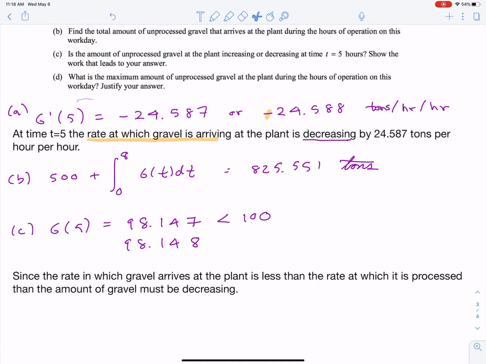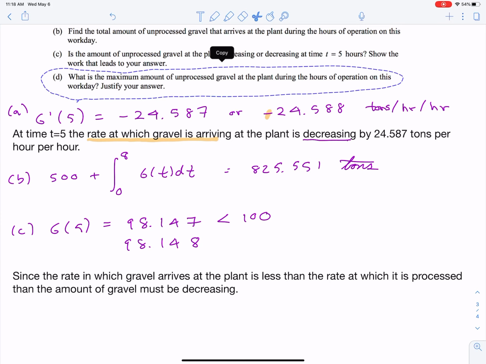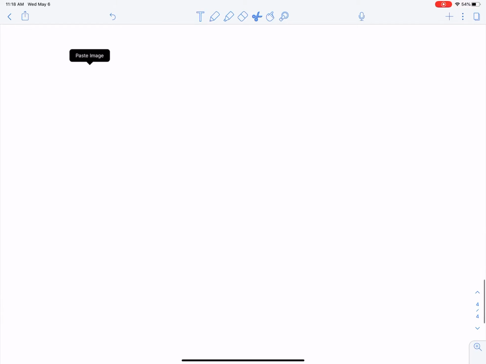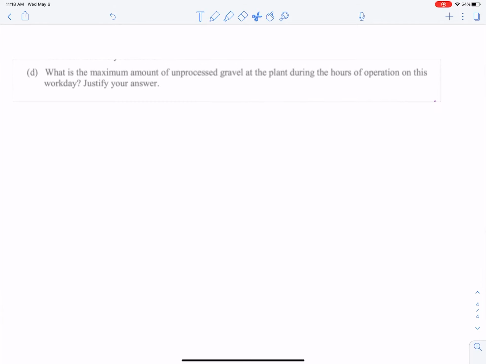I'm going to grab D. Okay, let's put it right here. What is the maximum amount of unprocessed gravel at the plant during the hours of operation? So here's what I'm going to need to do. In order to determine the maximum amount, first off, what is the amount of gravel at any time?